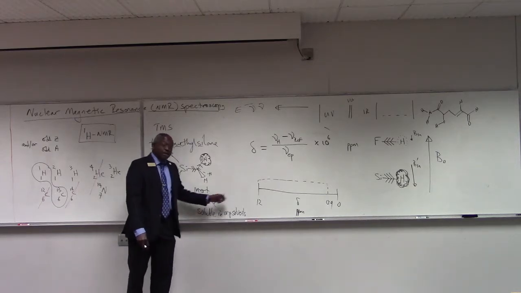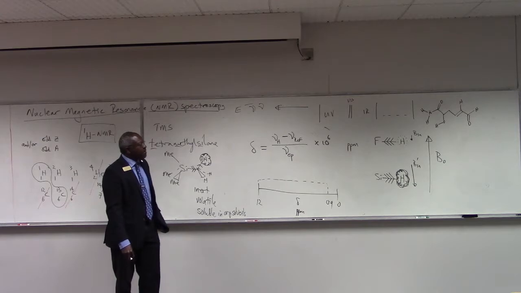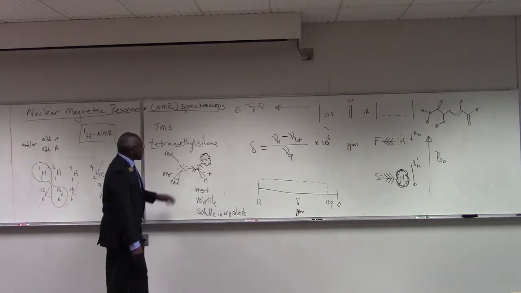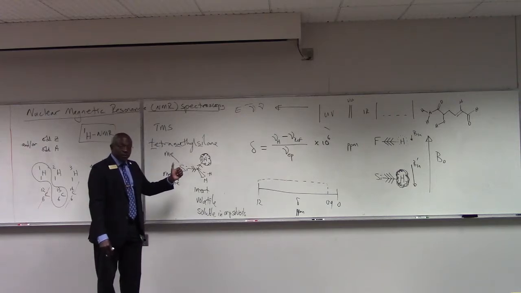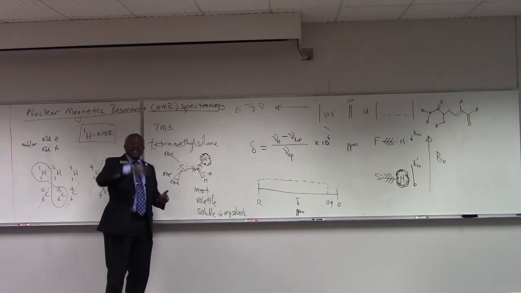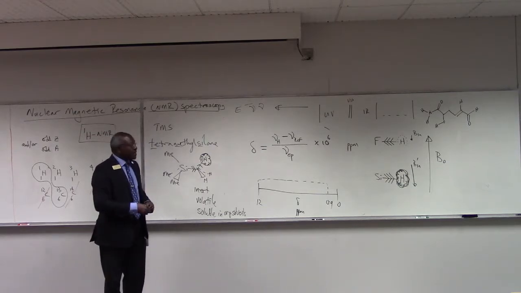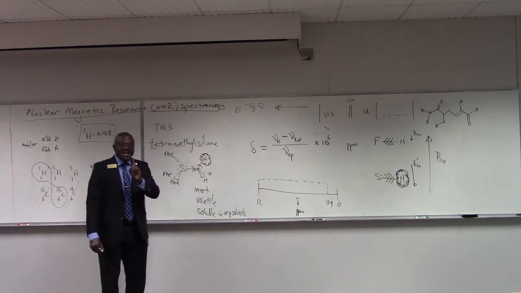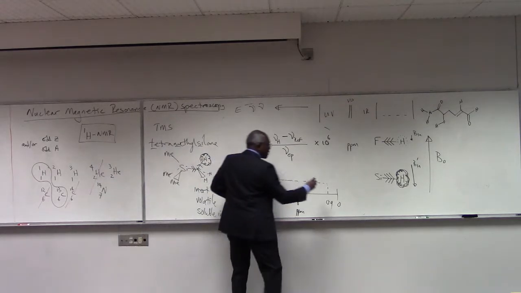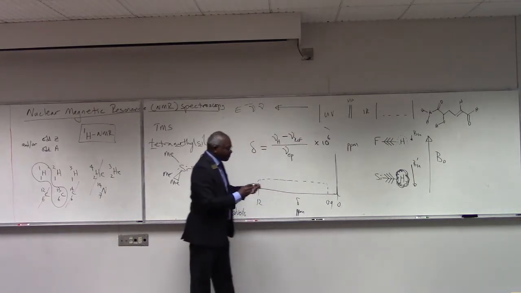It's exceedingly volatile, so I can get rid of it very easily from my sample. It dissolves in a range of organic solvents, which we use to dissolve our organic compounds. And TMS, because there are 12 protons in one molecule, the signal is intense. So we get a really intense signal for it. And as we'll see, the signal is a singlet. It just gives you a single peak, and we'll talk about that in some more detail later. So you get one really intense signal.